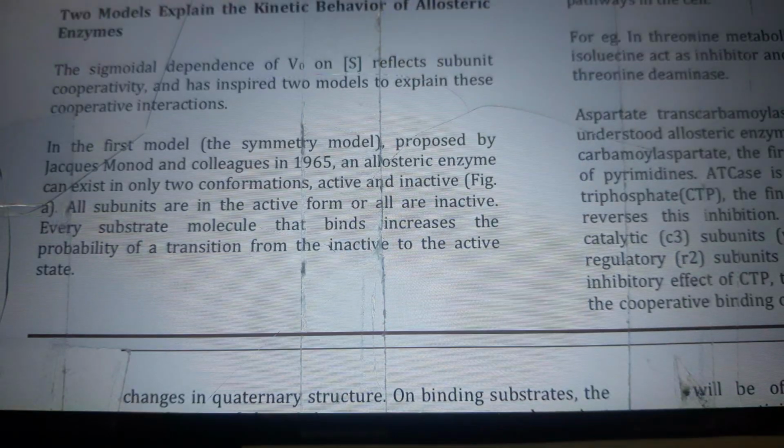Right, so two models explain the kinetic behavior of allosteric enzymes. The sigmoidal dependence of V0 on S reflects subunit cooperativity and has inspired two models to explain these cooperative interactions. In the first model, the symmetry model, proposed by Jacques Monod and colleagues in 1965, an allosteric enzyme can exist in only two conformations, active and inactive. In Figure A, all subunits are in the active form or all are inactive. Every substrate molecule that binds increases the probability of a transition from the inactive to the active state.